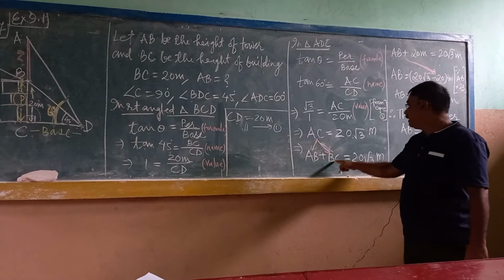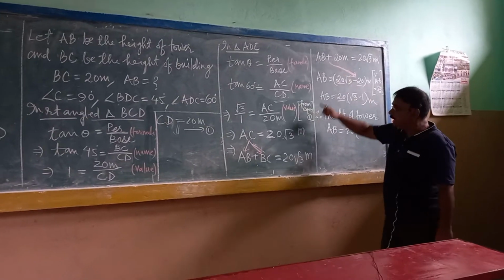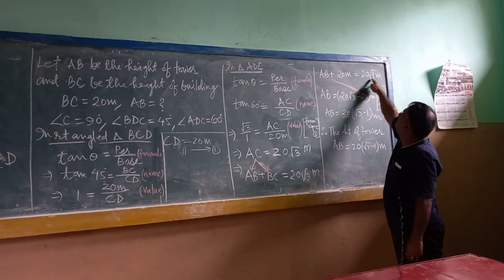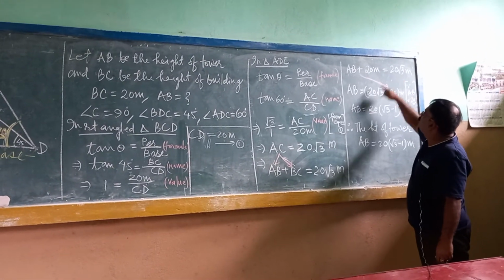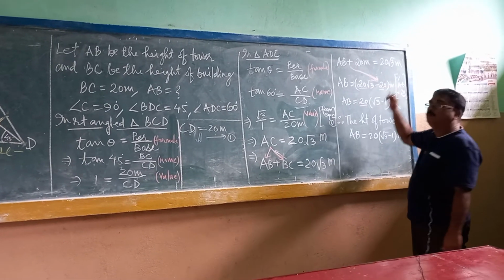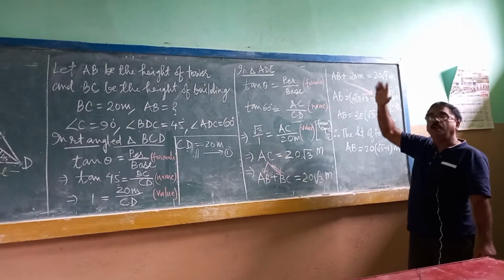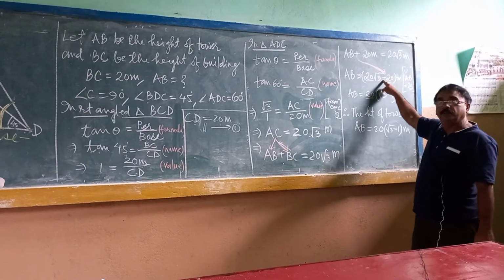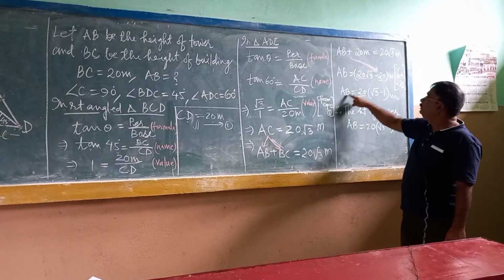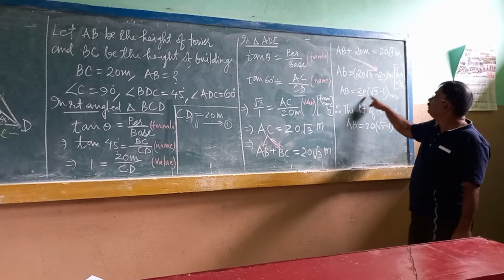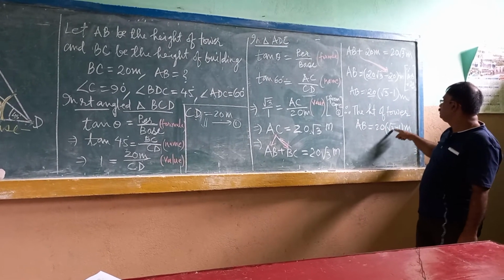So here AB plus BC is 20 root 3 meters. Now AB plus 20 meters equals 20 root 3. We have to find AB. AB is equal to 20 root 3 meters minus 20. When it moves from the left-hand side to the right-hand side, it becomes negative, right? So 20 root 3 minus 20 meters. We can take 20 common. So AB is equal to 20 times root 3 minus 1 meters. So the height of the tower AB is 20 times root 3 minus 1 meters.